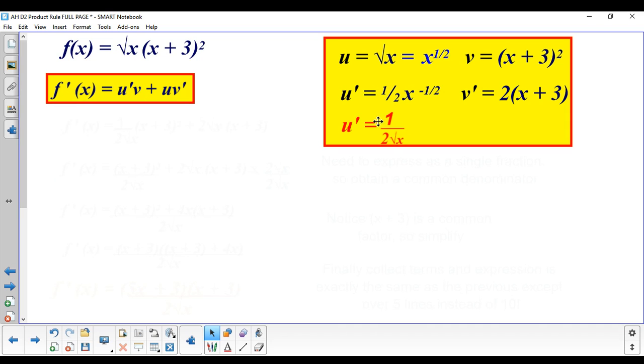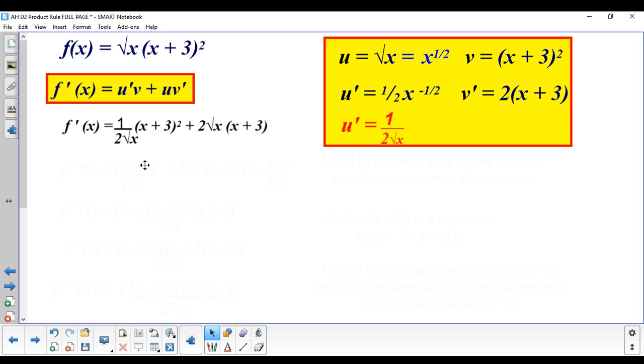So U dash V plus UV dash, you do cross multiply. So it's 1 over 2 root x times that x plus 3. And then 2 root x times the... Now you'll see here, I've put the 2 to the front, so I wouldn't write root x 2, so I'm writing 2 root x times x plus 3. I want them all to be in one nice fraction.